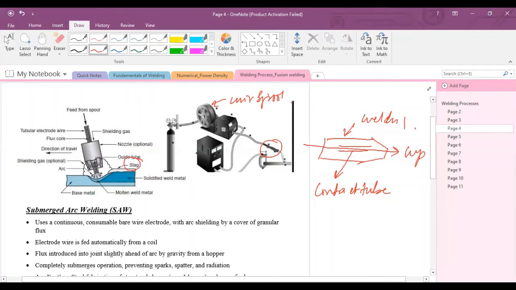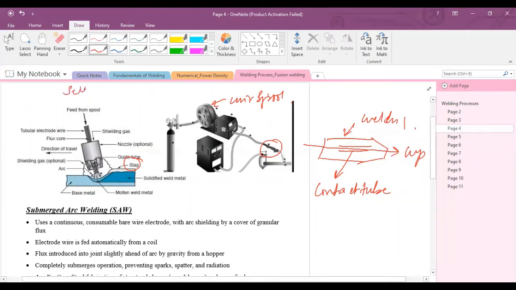As you know, slag is a layer of impurities, in which different kinds of oxides and carbonates are present. After solidification you can remove this slag with the help of a hammer or some kind of chisel. There are two types of flux core arc welding.